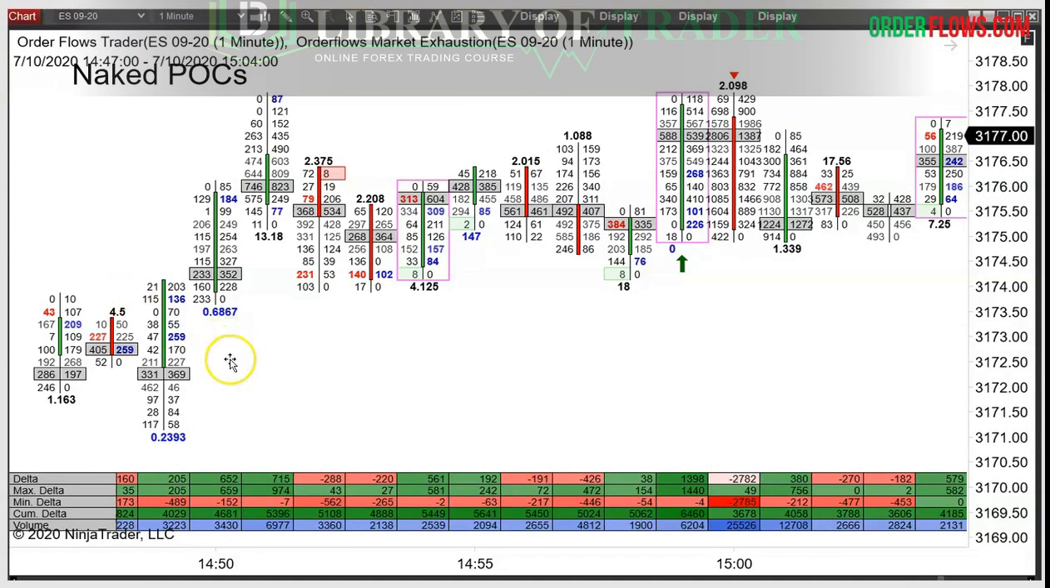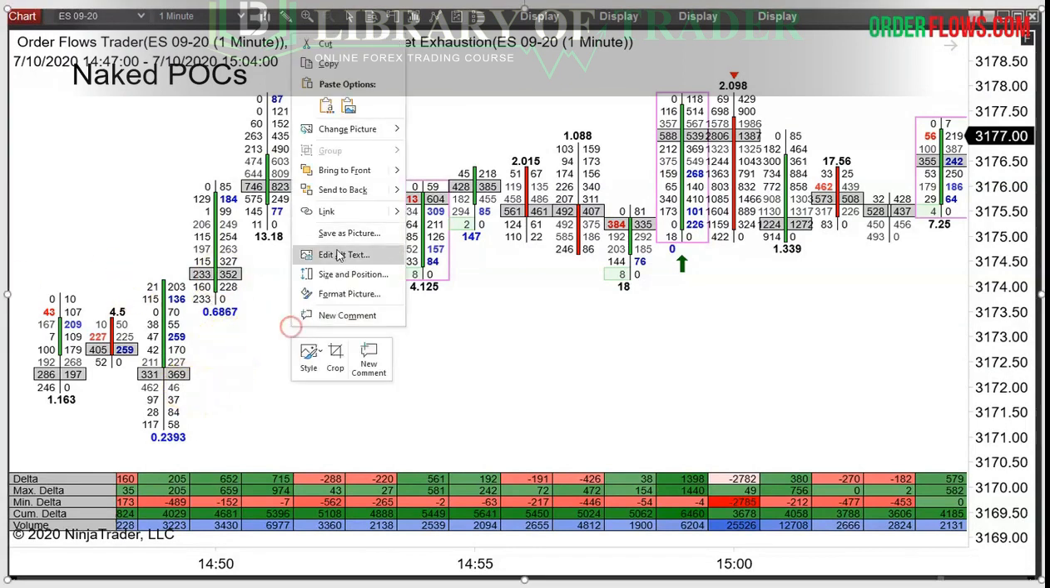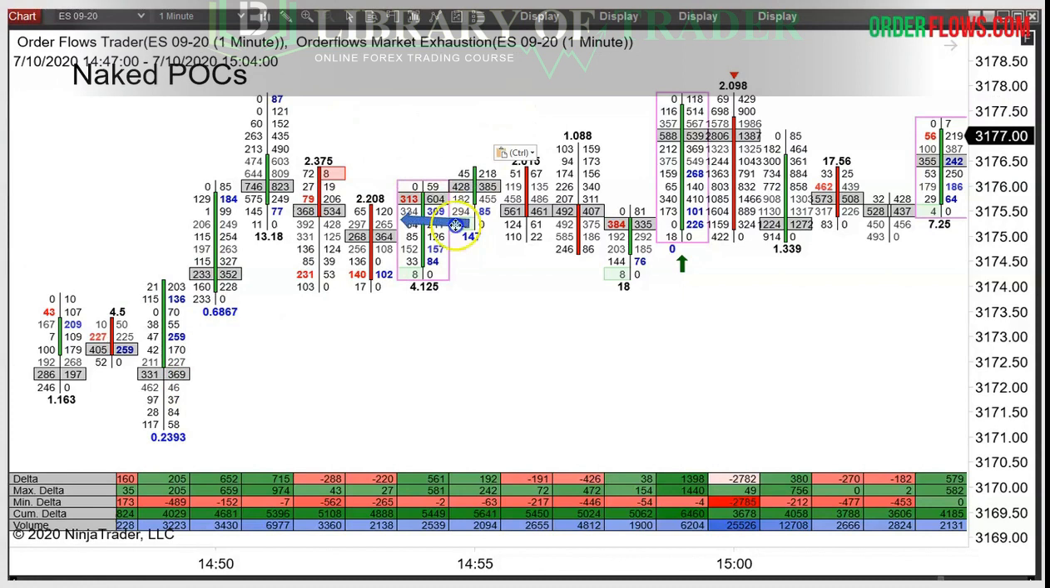Okay, so you see the naked point of control here and here, right? Where is the pullback? Here's the pullback right to that point of control. Now, you've got to remember, you're trading a pullback. The market could pull back further.